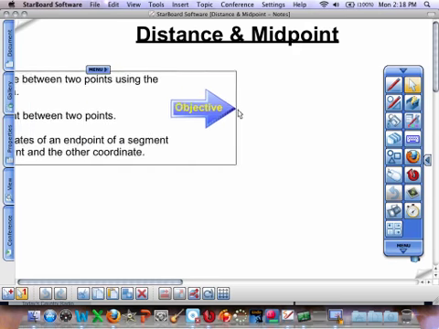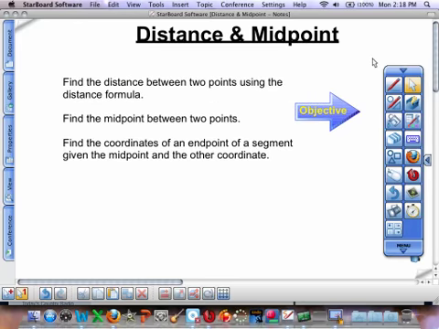So basically the objectives for today are very simple. Make sure you know how to use the distance formula to find the distance between 2 points. Find the midpoint between 2 points, and we're done.